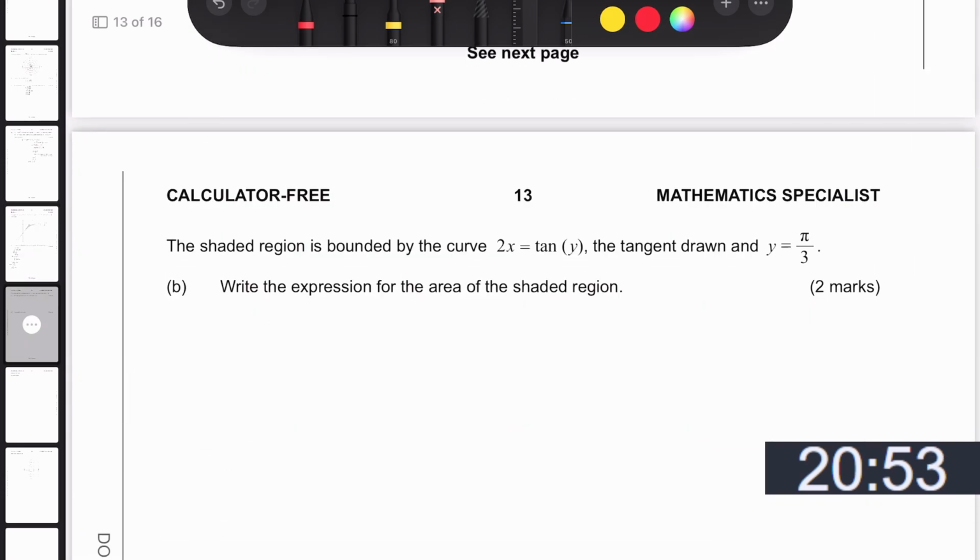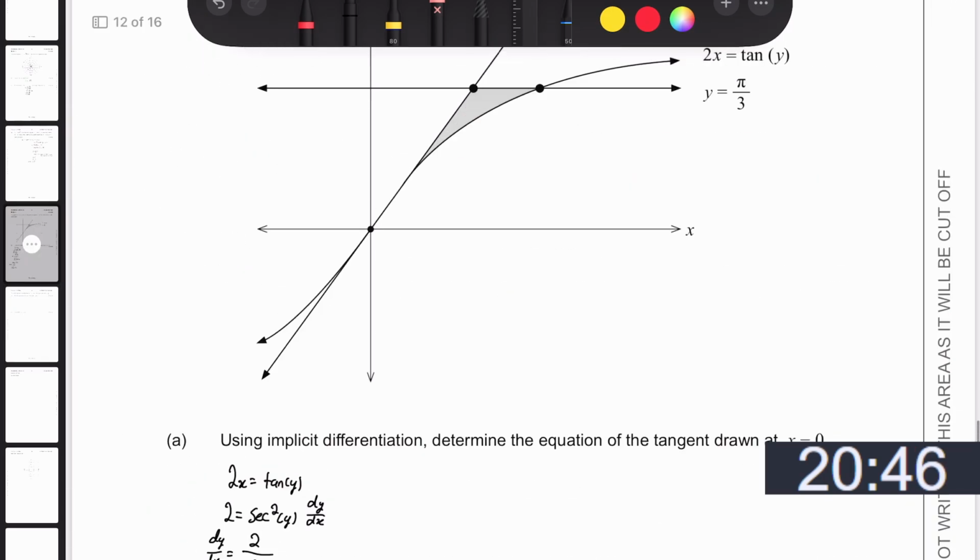The shaded region is bound by the curve of that, the tangent drawn, y equals pi on 3. Write an expression for the area of the shaded region.